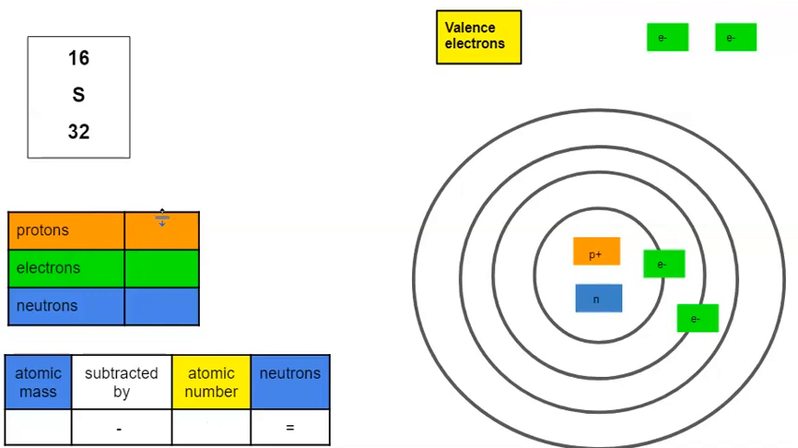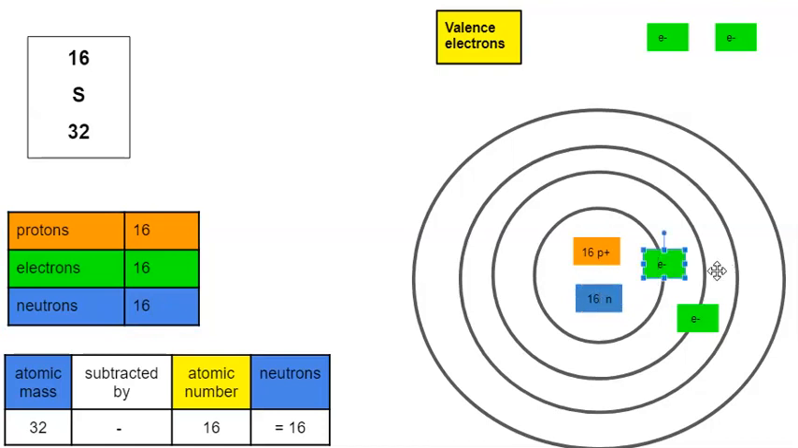Let's try another here. We have this time sulfur. And there's 16 protons by the atomic number. I also know there's 16 electrons. I take my atomic mass of 32. I subtract 16. 32 subtracted by 16 is also 16. So let's put this into our model. We have 16 protons. Oops. We also have 16 neutrons.